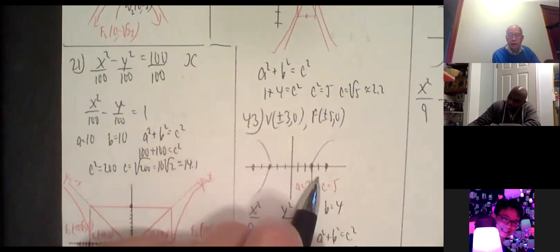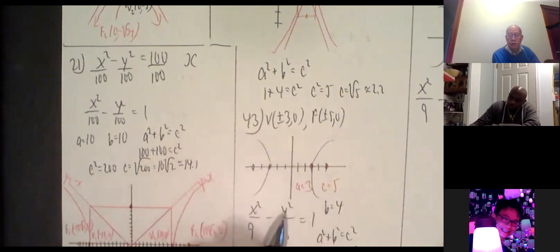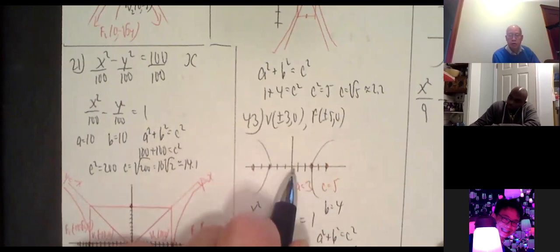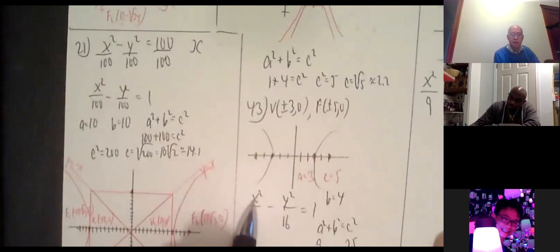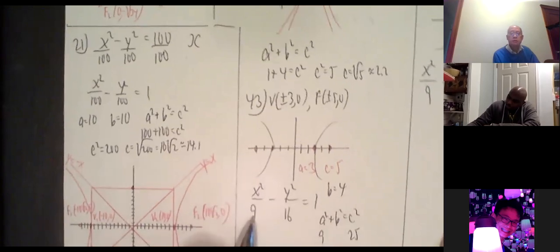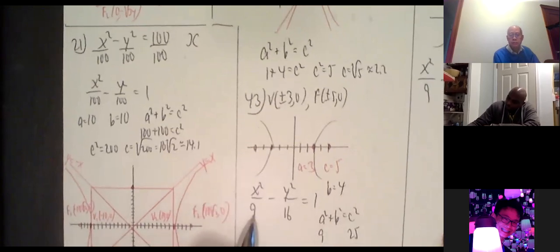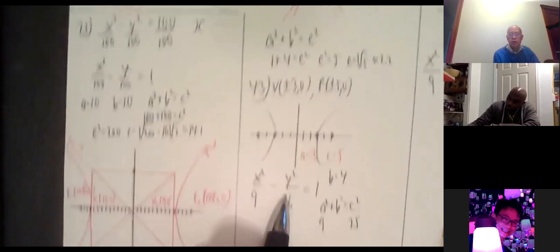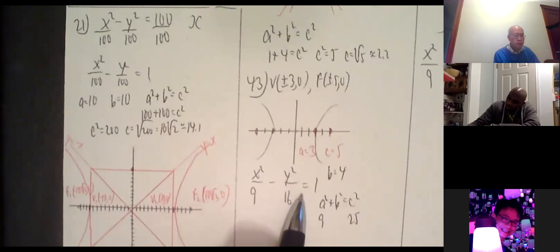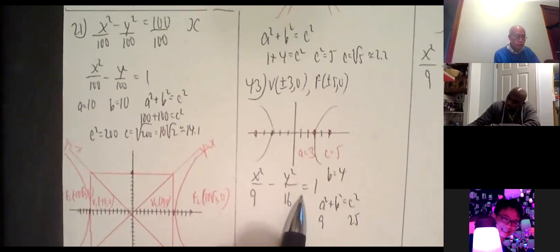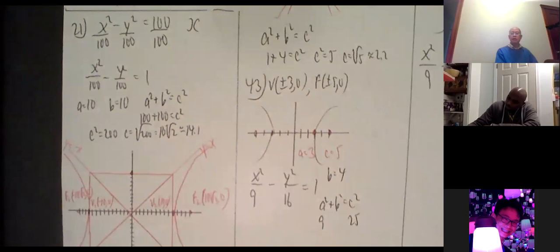Okay, it's going left and right. That means x squared is first, y squared is second, center at the origin. So I don't have to go x minus something or y plus something or whatever. A is 3, x squared over 9. B is 4, minus y squared over 16 equals 1. And that's it. We're done. That's all you need to do for that one.